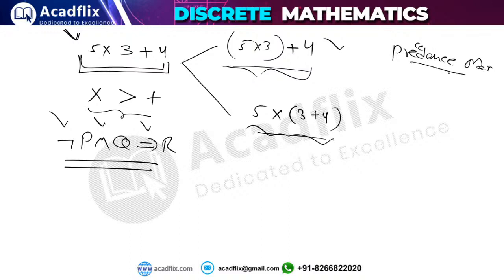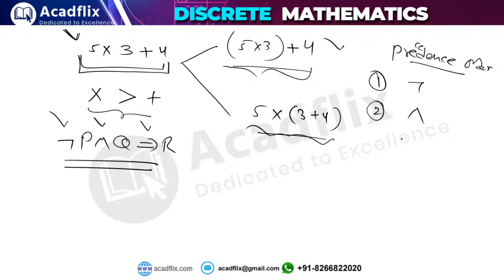What is precedence order? The highest precedence is negation. This negation has the highest precedence, which means it is first in number. So it has the highest priority.